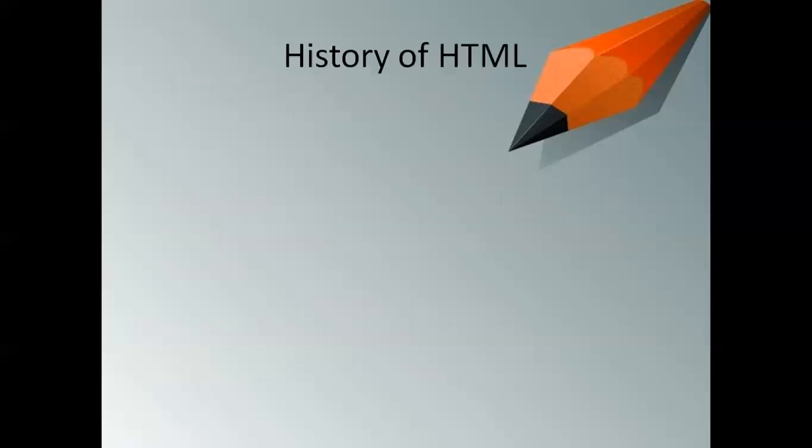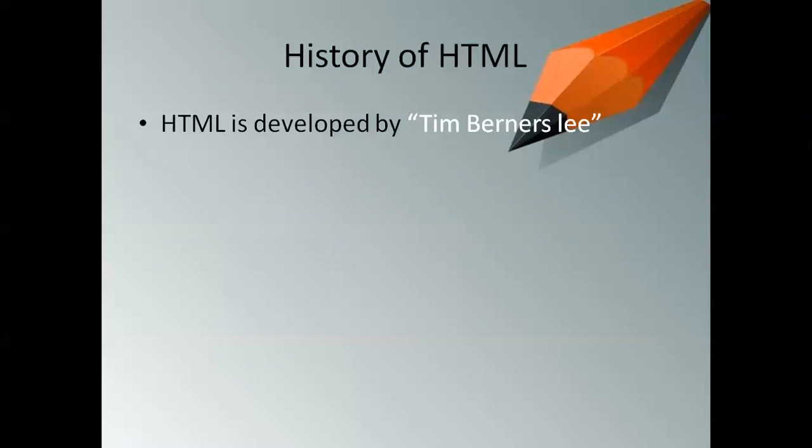Now we will move to the history of HTML. HTML was developed by Tim Berners-Lee. Please remember this name. It's a very popular, very famous name. It can be asked in general knowledge questions somewhere in the exams. Also, it's good for your knowledge.